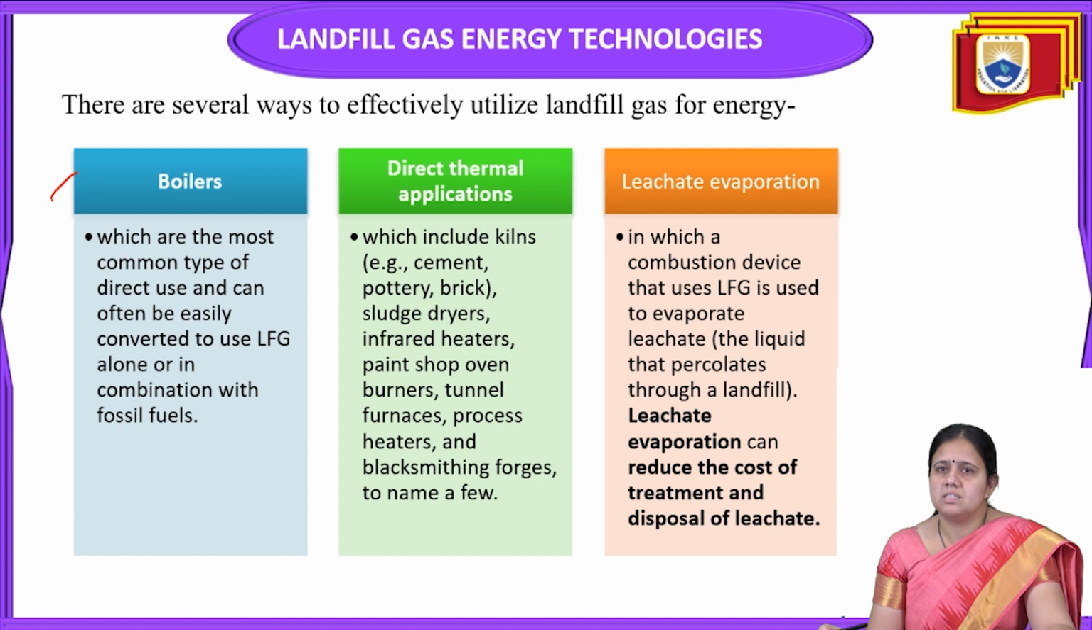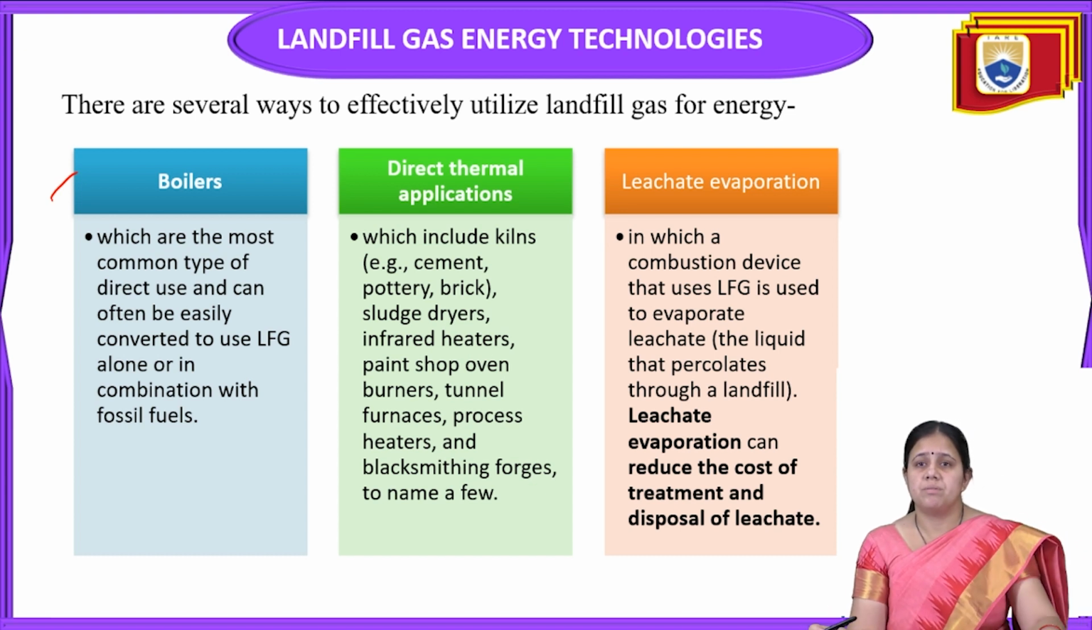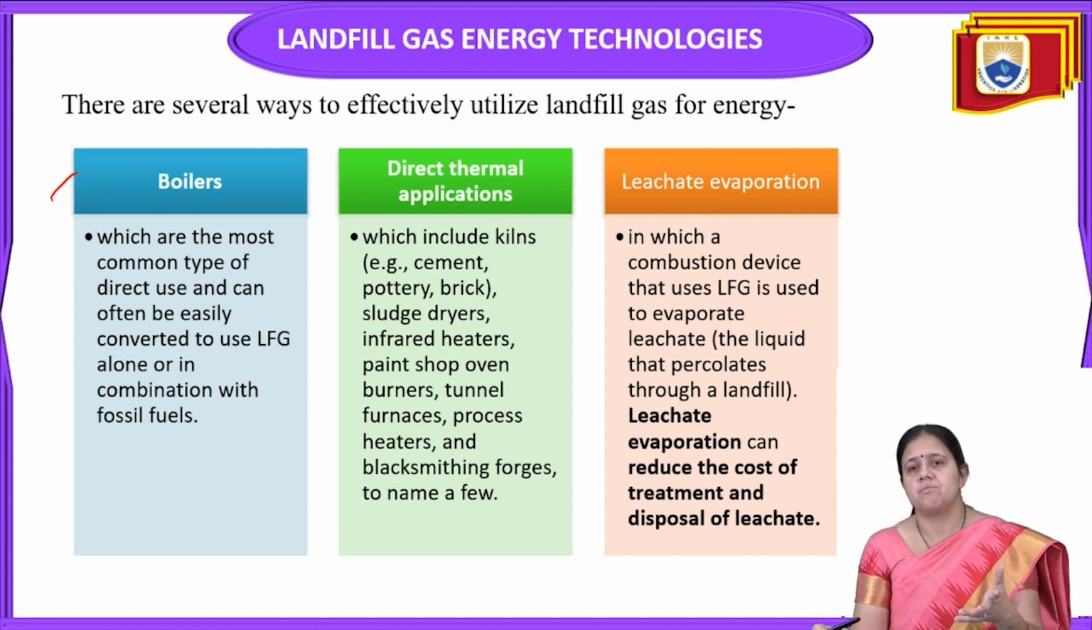The next method is the direct thermal application. In the direct thermal application, what happens? It will include some kilns, like cement, pottery, bricks, and sludge dryer, infrared heater, paint shop, and some oven burner, tunnel, furnace, process heater, and blacksmithing. These are just a few names. In these, we can utilize this landfill gas energy.